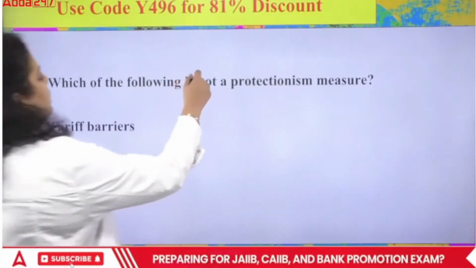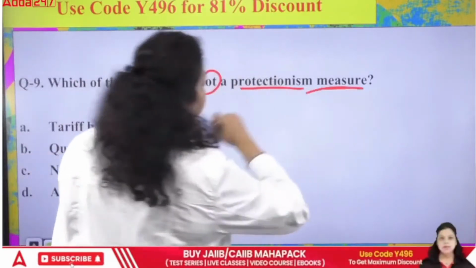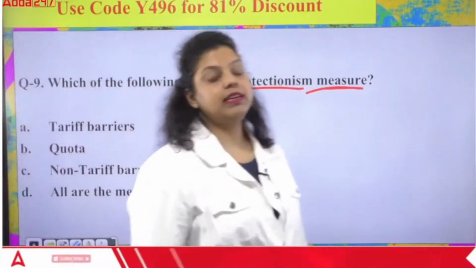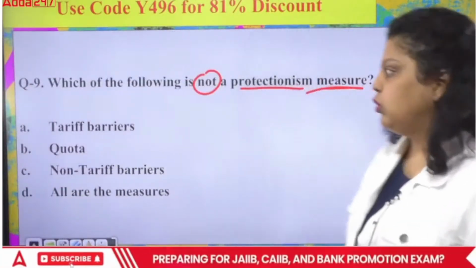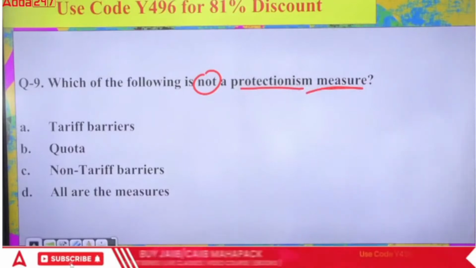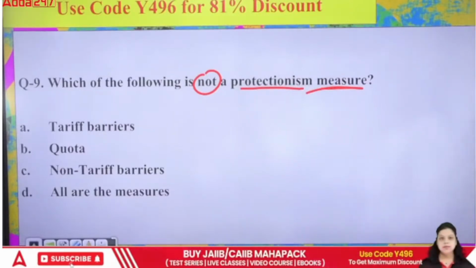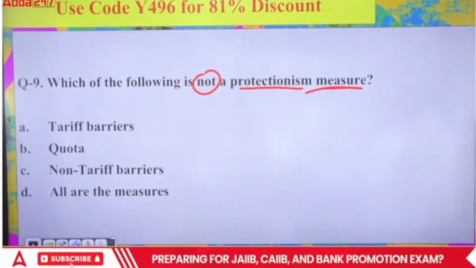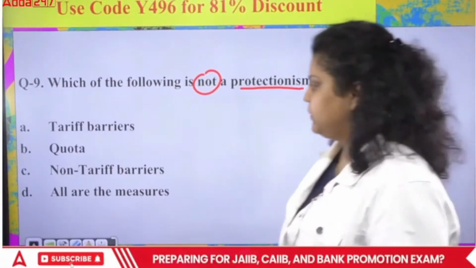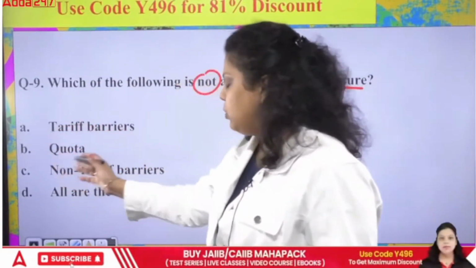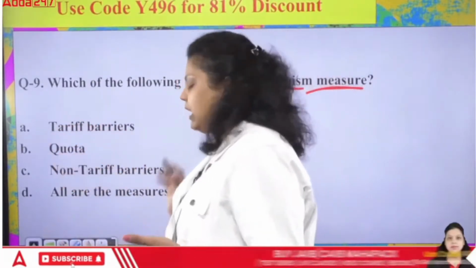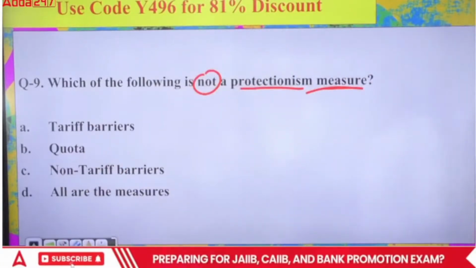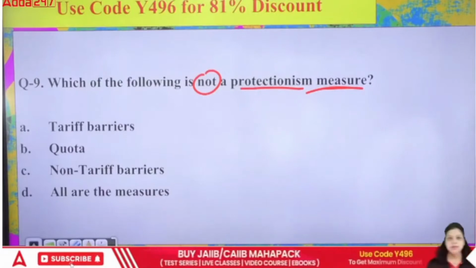Okay, now which of the following is not a protectionism measure? We know that because of globalization, we are facing certain disadvantages. So to address the disadvantages, certain protectionism policies and measures have been created. Out of these, which of the following is not a part of those measures? First, tariff barriers, second, quota, third, non-tariff barriers, fourth, all are the measures. So what do you think, which of the following is correct? A, B, C, or D?